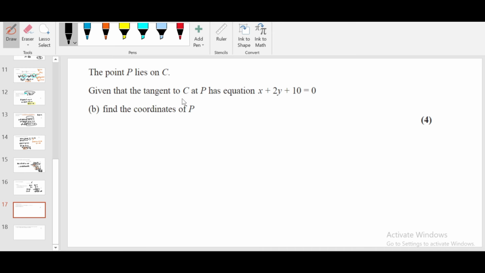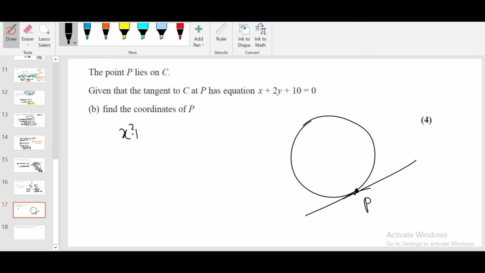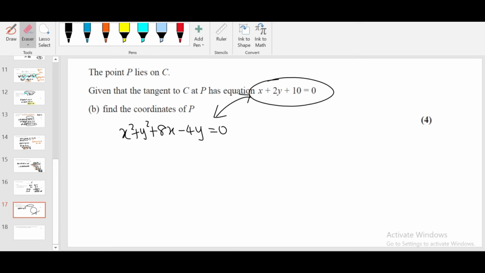Given that the tangent to C at P has equation this, find the P. Okay, you see you have a circle and a point here P, and there is a tangent. So basically the point P is the point of intersection of the line and the circle. You have the equation of the circle here, x square plus y square plus 8x minus 4y is equal to 0. You have equation of the line here. Solve these two simultaneous equations.